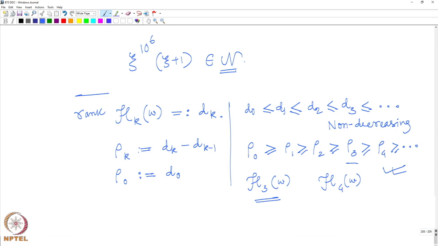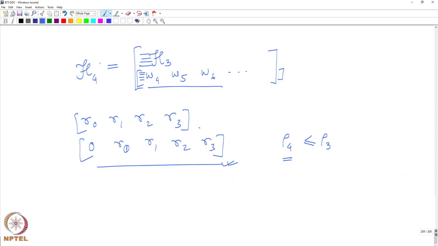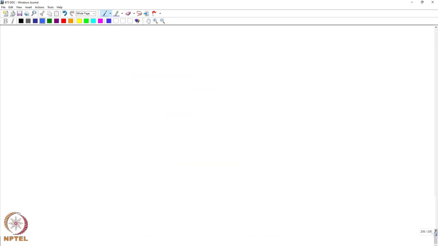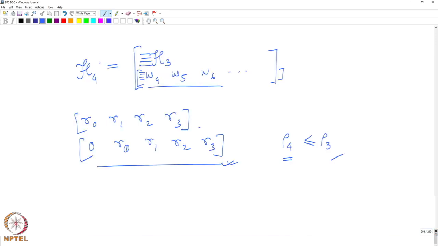Now, why is this interesting for us? Because when I have rho 4 less than or equal to rho 3, that means rho k plus 1 is always less than or equal to rho k. What this tells me is two very crucial things.